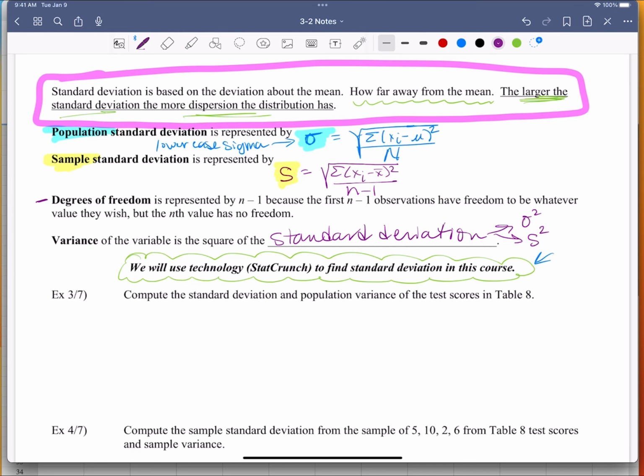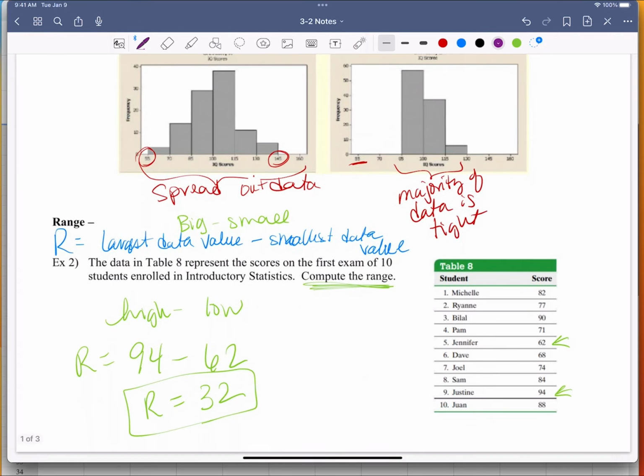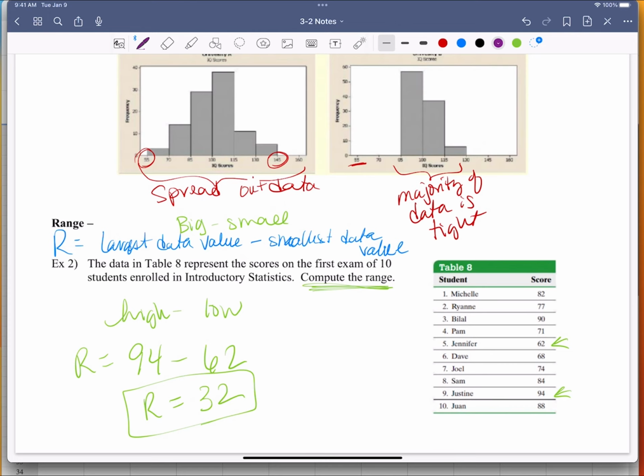Okay, and then there's more to come about variance as we progress through this section, but right now we're just laying the groundwork so that we can make sense of it. Do you know how to do these computations? That's the key. That's what we're looking for here. So we are going to compute the standard deviation and the population variance of the test scores in Table 8. Now remember, Table 8 is everything. This is our population of test scores right here in 8.